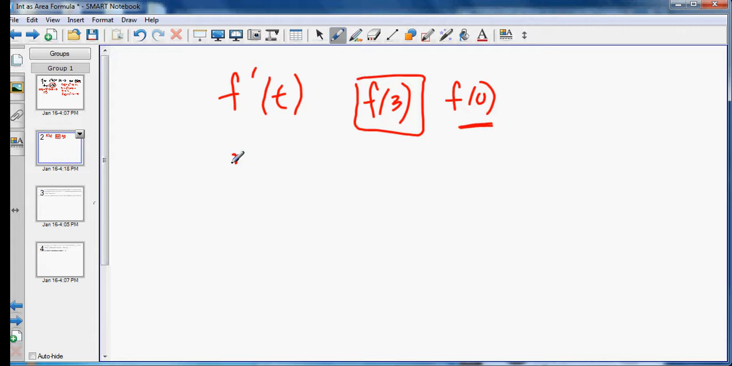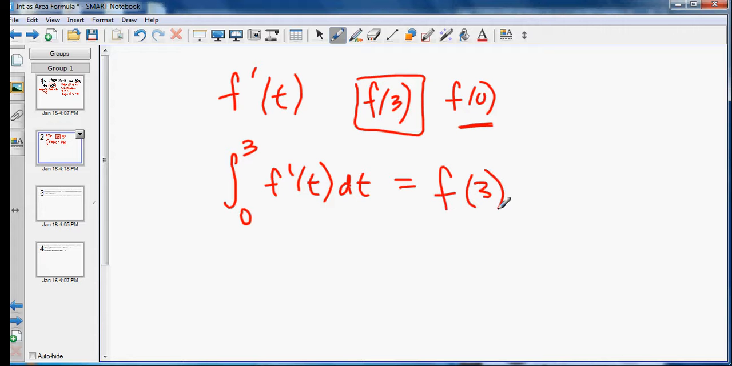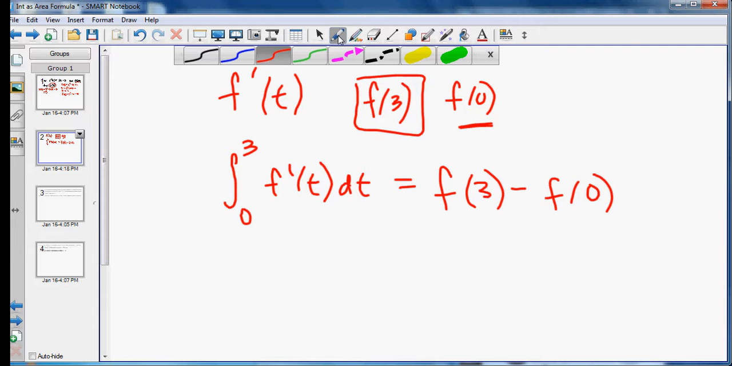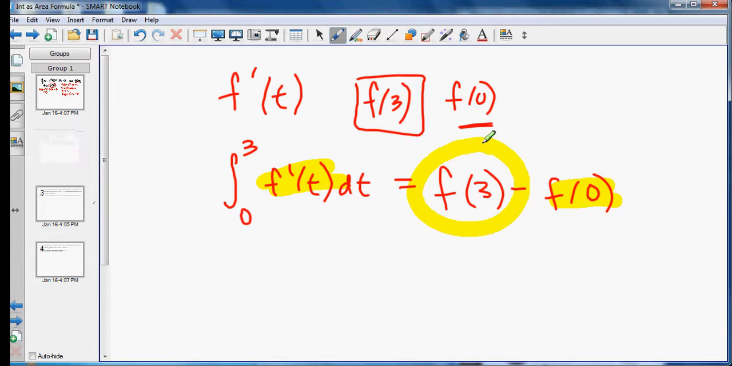Because if we took the integral from 0 to 3 of f prime of t, that would give us f of 3 minus f of 0. Because we would just take the antiderivative, which would be f, plug in the top number, 3, minus the bottom number, 0. So then go back to what we said. We actually know what f prime is, so we can do that. We actually know what f of 0 is, and we need to solve for f of 3.